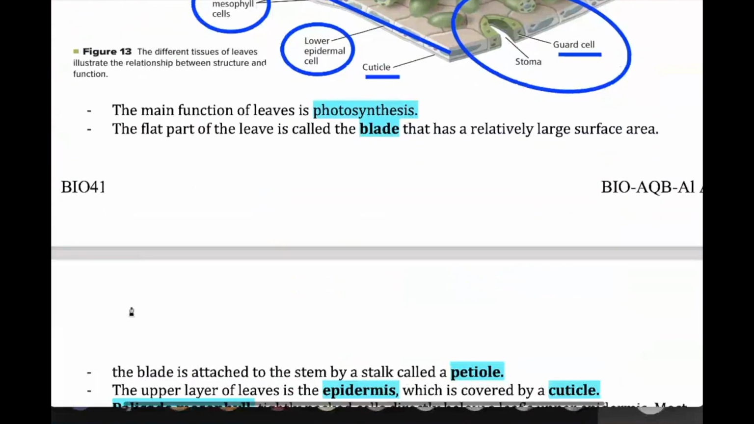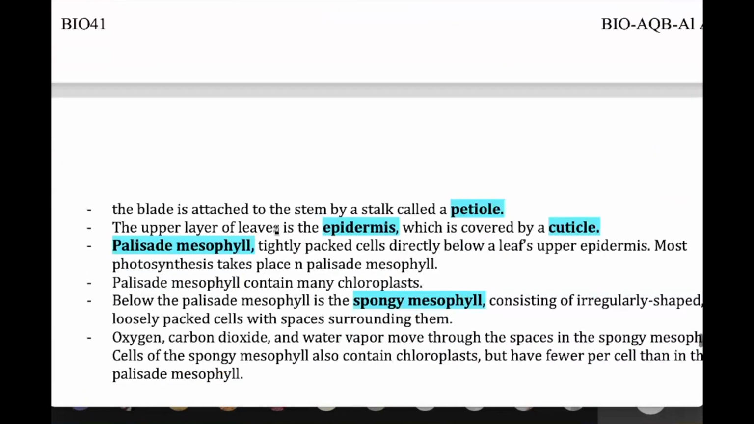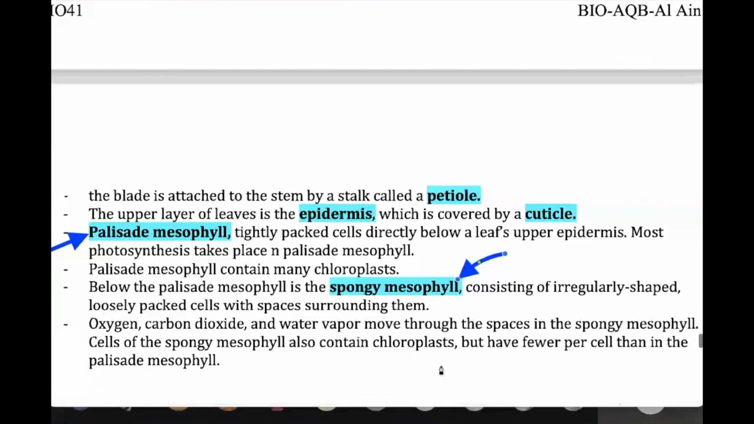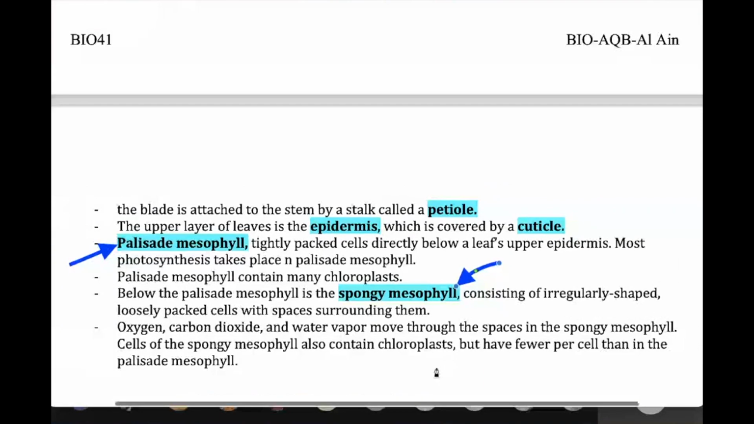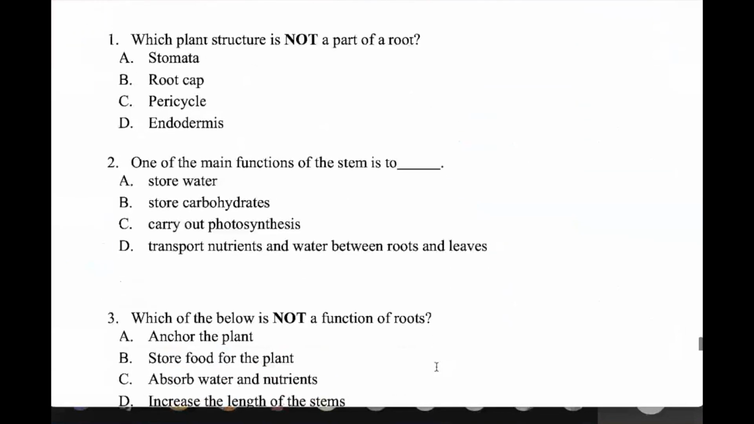Okay, so what is the main function of the leaf? Photosynthesis. Very good. Which part of the leaf is mainly involved in photosynthesis? Palisade mesophyll. Which part is mainly involved in exchange of gases? Spongy mesophyll. Very good. And what contains stomata? The lower epidermis. Bravo.